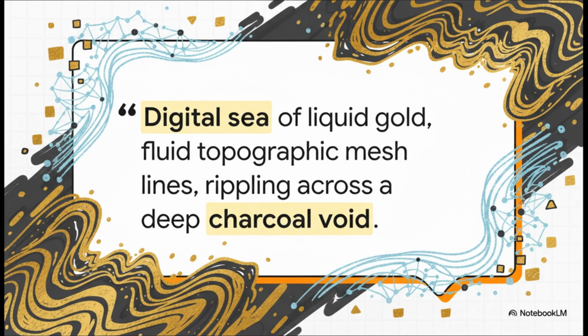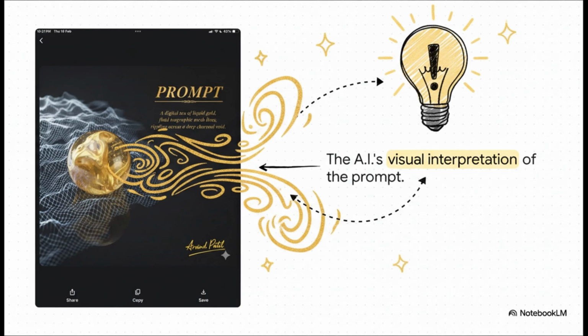Any guesses which one? And there it is. That's the result. The words we just read on the last slide, they became this image. The AI took that poetic description and just translated it into a visual reality. This is that aha moment, right? This is where the connection between the words and the picture becomes crystal clear.